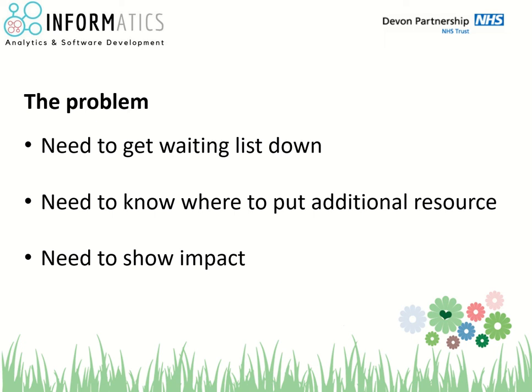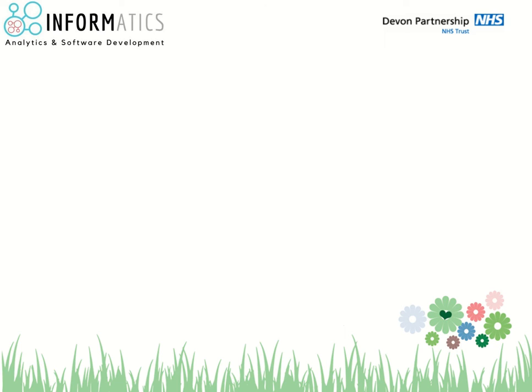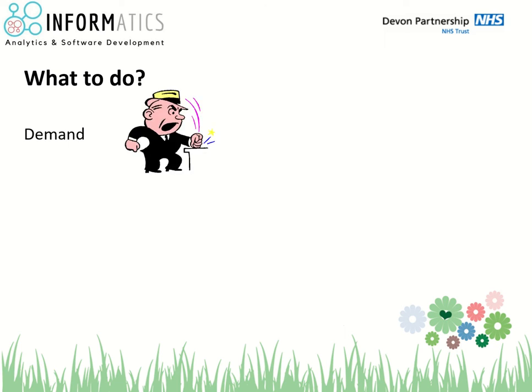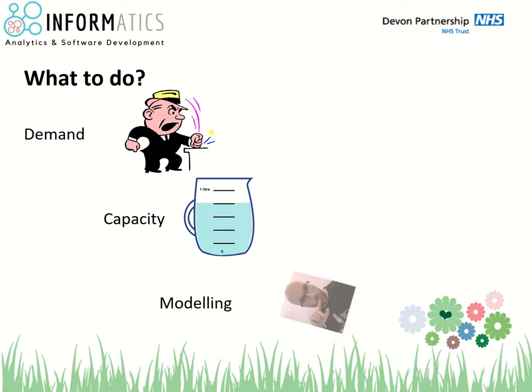And also what we want to be able to do is show impact and trajectories of if we do this, this will happen, and if we do this, this will happen, in an actual measured and proper way. So how are we going to achieve this? We are going to do something called demand and capacity modelling.